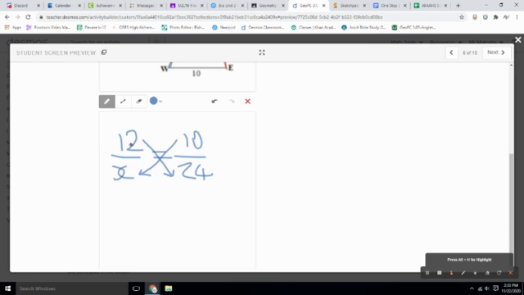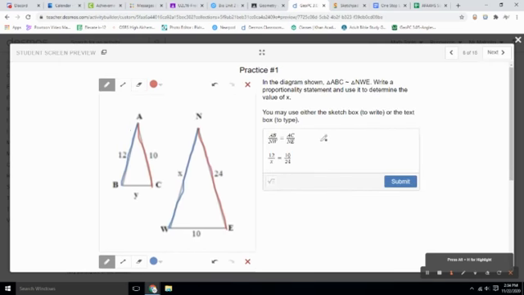Okay. So we have 10 times x, which would be 10x. Then we have 12 times 24. 12 fours is 48. 12 times 2 is 24, and 8 make 28. Okay. So we divide both sides by 10. X would therefore be equal to 28.8. Okay.